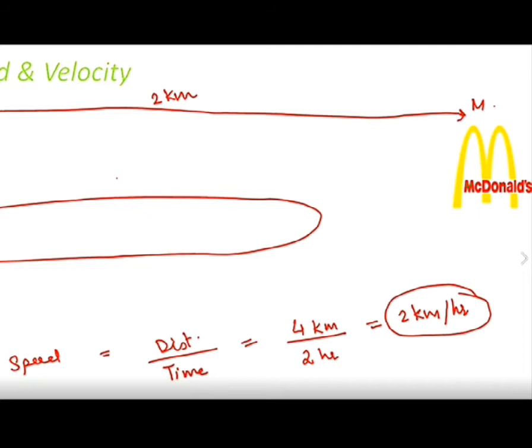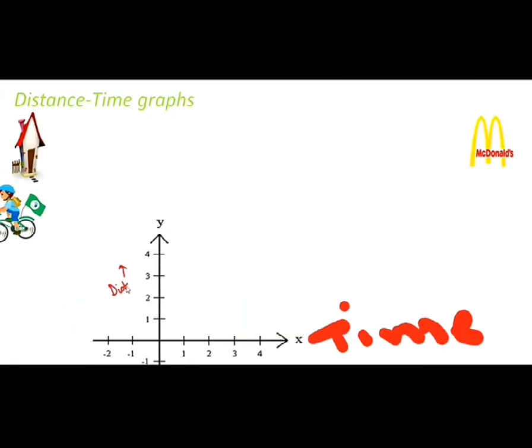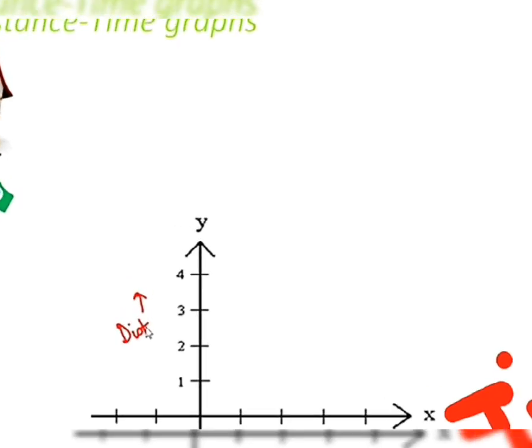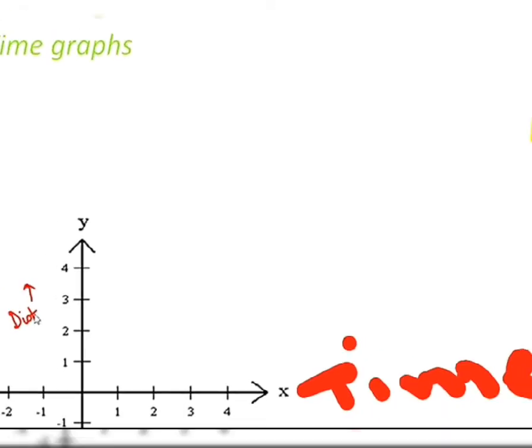now let's look at the same thing but in terms of distance time graph. Okay, now so far for the same scenario we will plot distance time graph. But what is distance time graph? It is the graph where you plot distance along y-axis and time along x-axis.